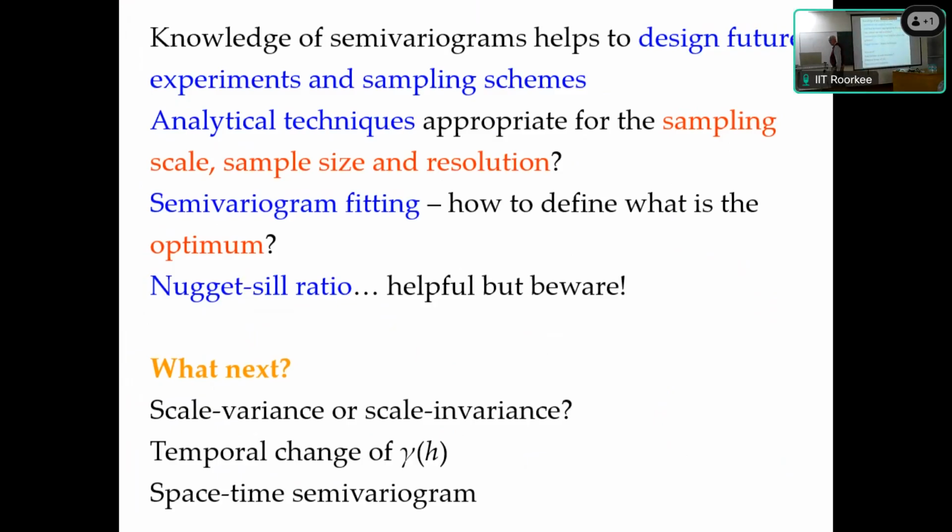Okay, and now that's it for semivariograms. And we are on time, ready for our tea break, right? Good. Thank you for your attention and the good discussions.